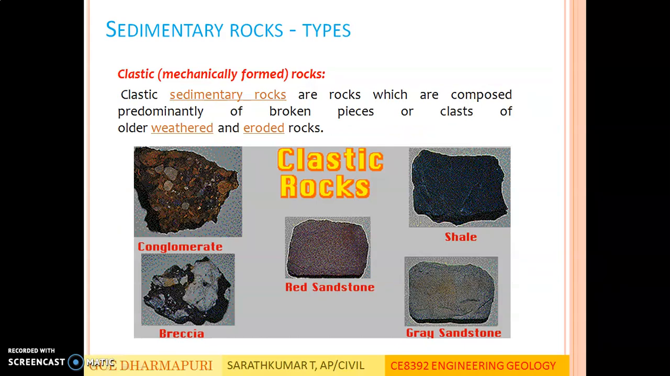Sedimentary rocks are classified into two types, clastic rocks and non-clastic rocks. First, we will see clastic rocks. Clastic sedimentary rocks are rocks which are composed predominantly of broken pieces or clasts of old weathered and eroded rocks. Here, the rocks are formed from the broken pieces of the parent rock. Such types of rocks are called clastic rocks. Examples of clastic rocks are conglomerate, shale, sandstone, breccia.